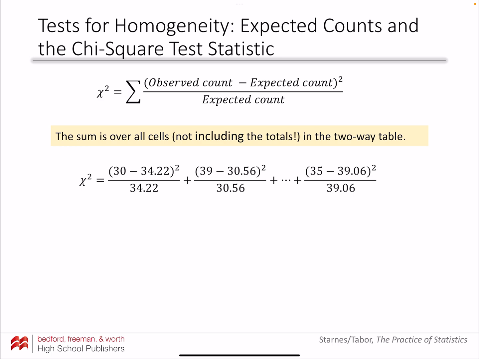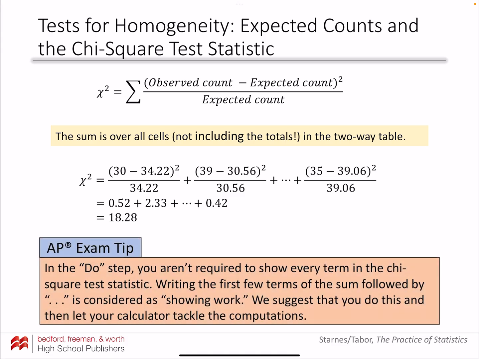Okay, so in this example, remember, you don't have to write out all of these, but you should at least write the first and the last. So my chi-squared test statistic, and your calculator is going to do the number crunching for you, ends up being 18.28.